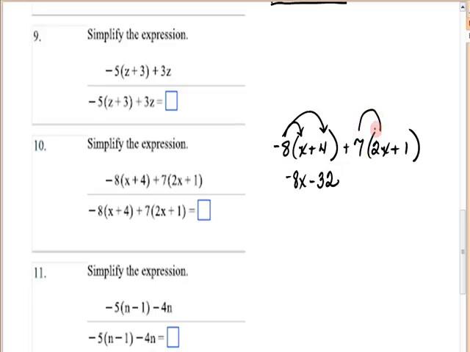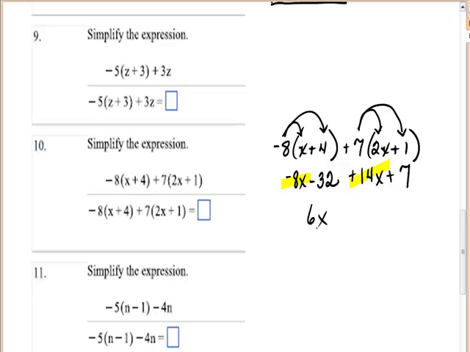Second distributive property is with a positive 7. Always be sure you look at the sign. Positive 7 times 2x is positive 14x. Positive 7 times 1 is positive 7. Do I have any like terms? Yes. I have negative 8x and positive 14x. When the signs are different, I subtract, keep the sign of the big one.